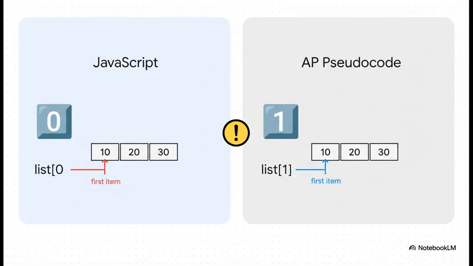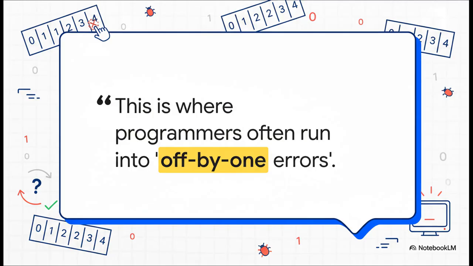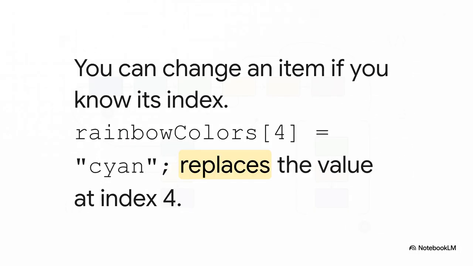So what's the takeaway here? Always know the rules of the system you're working in. Forgetting this rule, well, that's where a really common bug called an off-by-1 error comes from. And honestly, it's a mistake that even really experienced developers make sometimes, so it's definitely something to watch out for. And what about changing a value? It's just as easy. You just target the item with its index and assign a new value to it. Boom. Here we're swapping out whatever was at index 4 with the new value cyan.